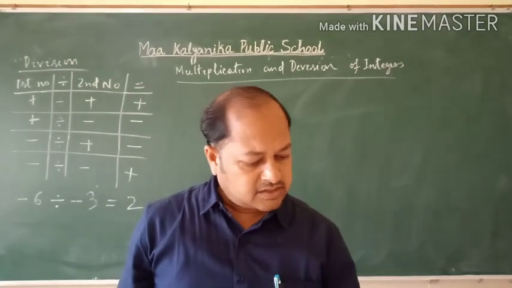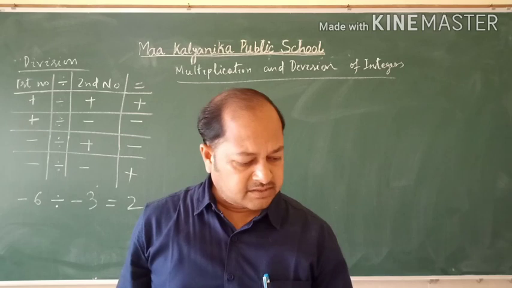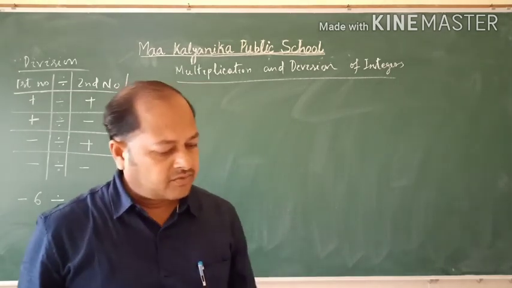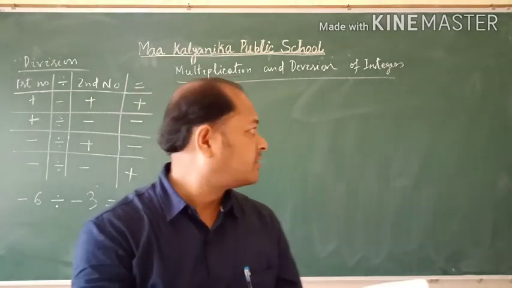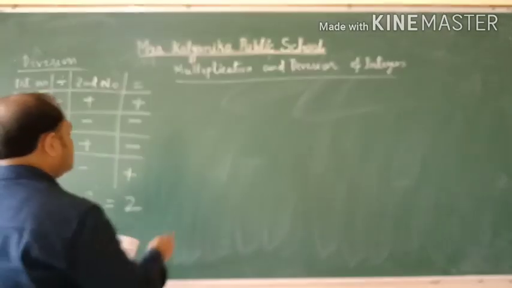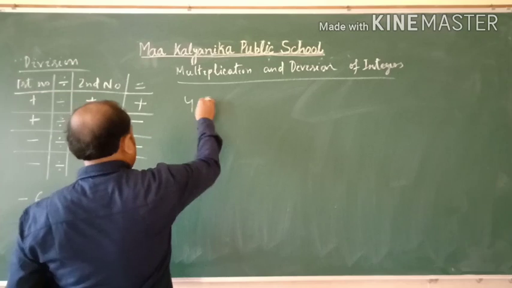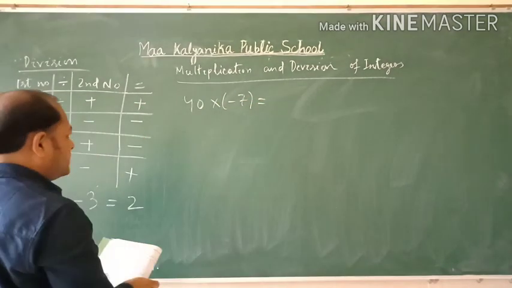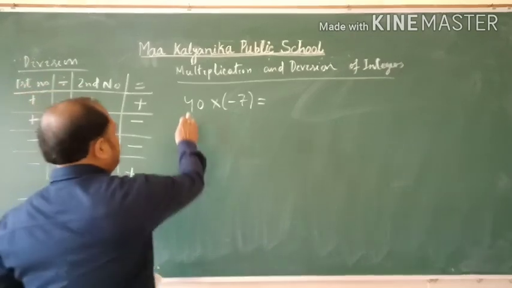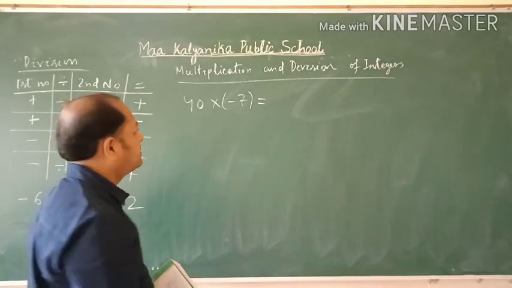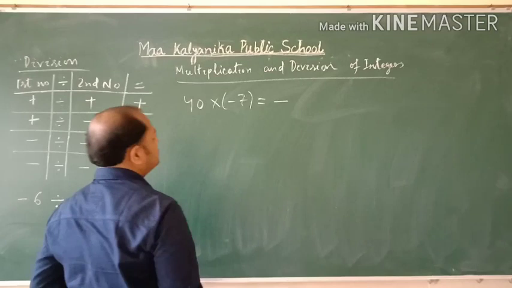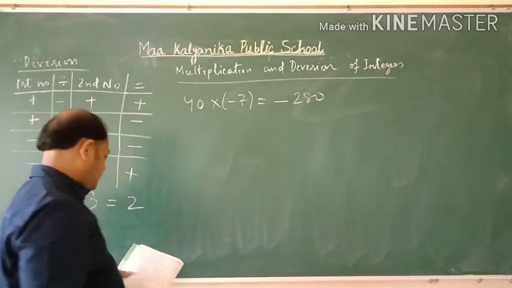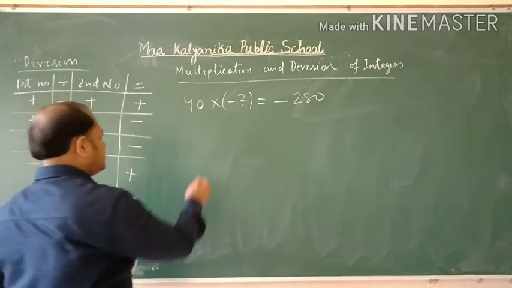Now let's see some examples from the book on page number 6. Find each of the following products. 40 into minus 7. As usual it is a multiplication, and plus into minus, what result will come here? The answer will be minus. So 40 into 7 is 280.